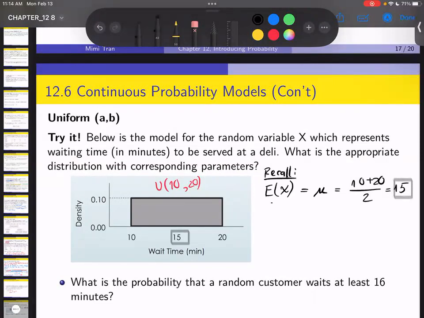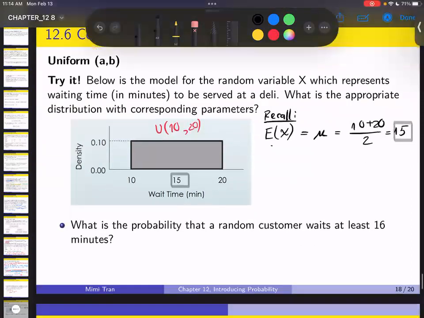What is the probability that a randomly selected customer waited at least 16 minutes? Well, wait at 16 minutes. Say, for example, 16 minutes is right here. Because it's at least, do I shade it to the left or shade it to the right?